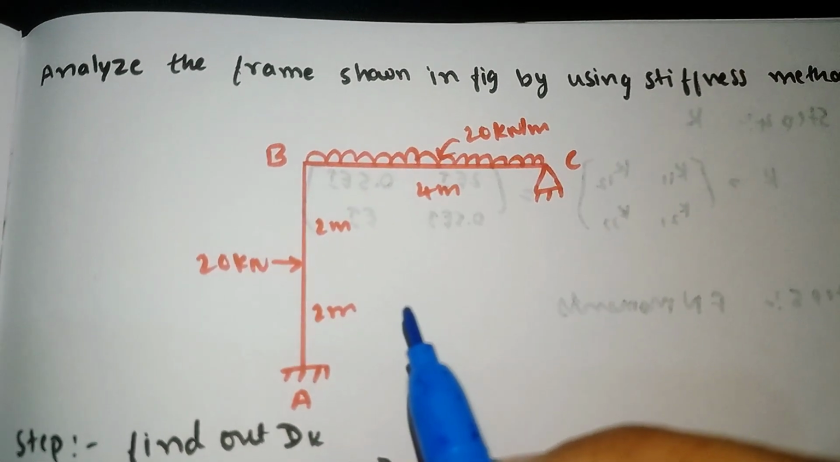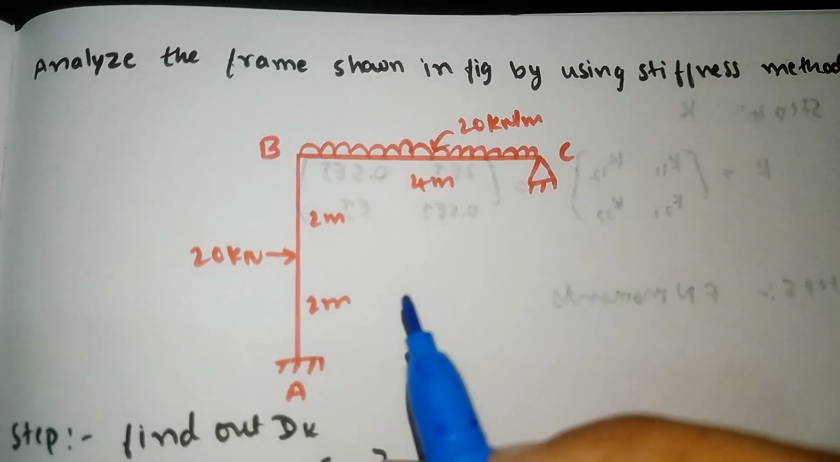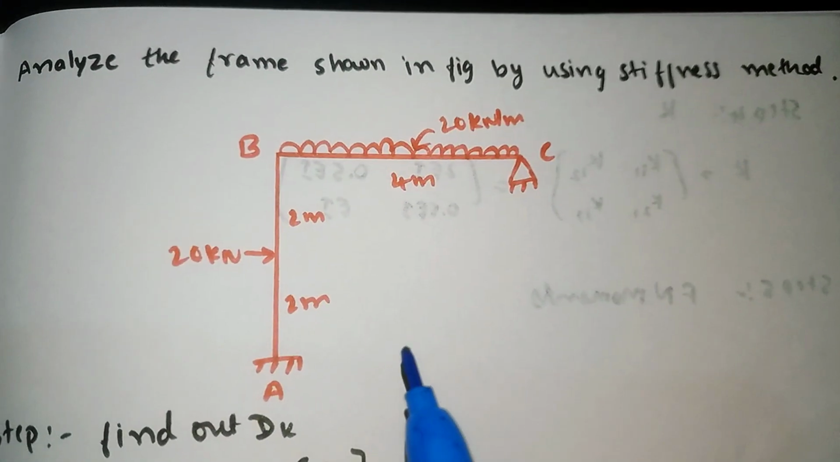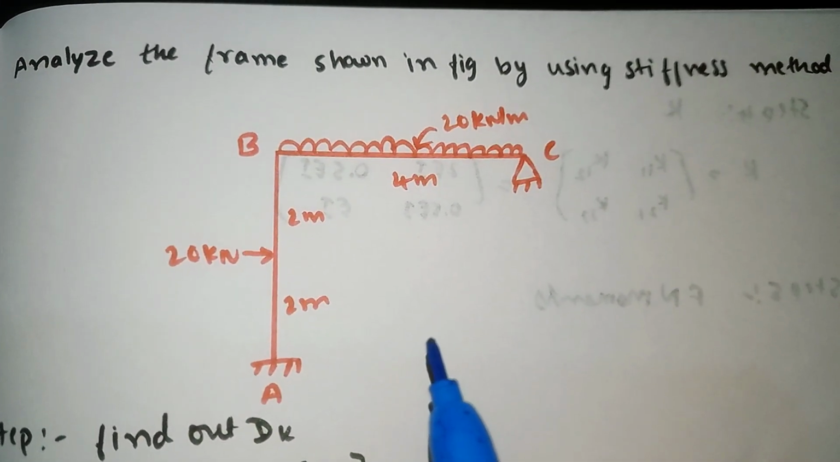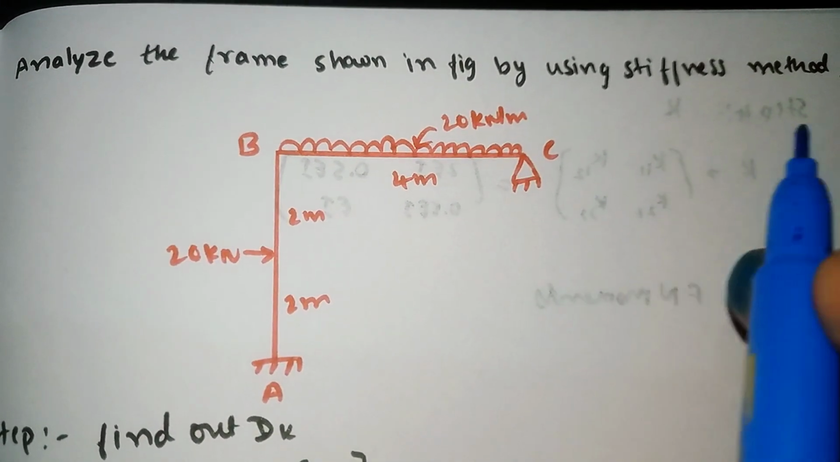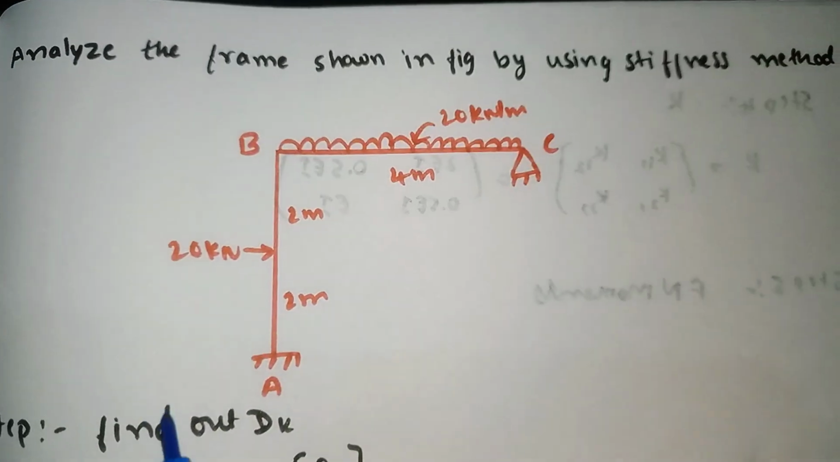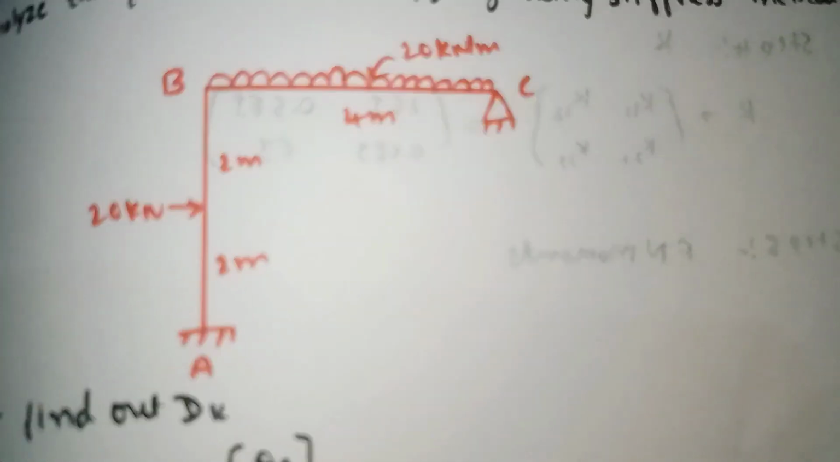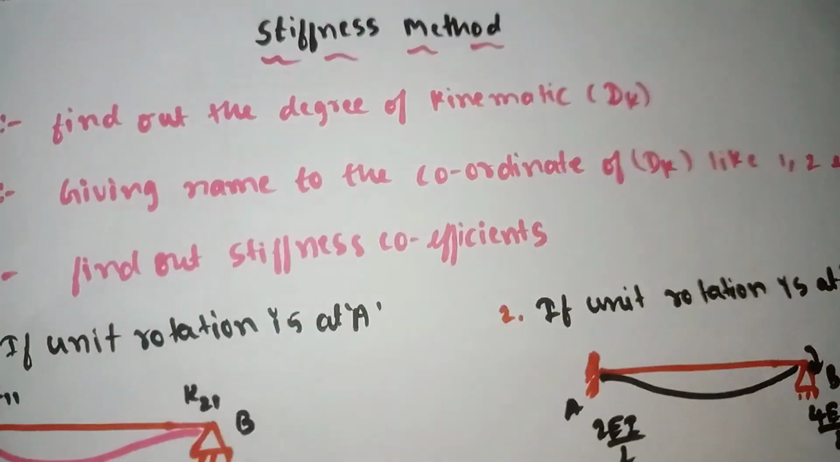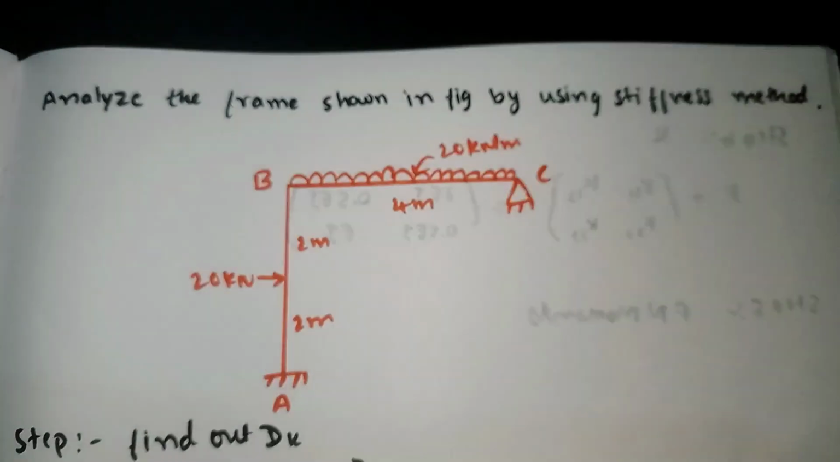So in the last video we solved a problem of a non-sway frame by using the stiffness method. Today we'll see one more problem of a non-sway frame by using the stiffness method. So this is the given frame. Here, as usual, our first step is to find out the degree of kinematic indeterminacy. So now we'll see, without wasting time.